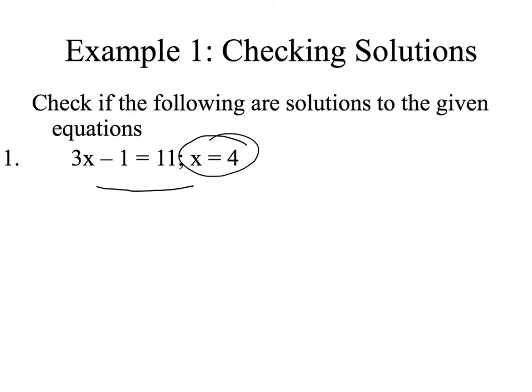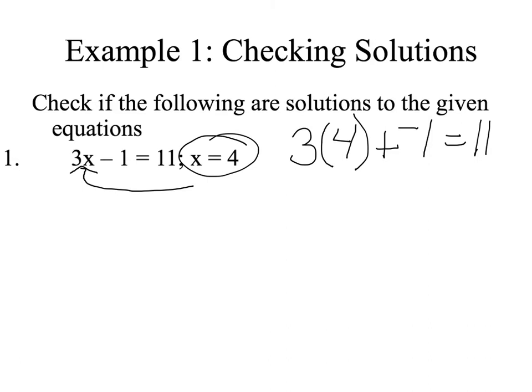Everywhere you see x in the original problem, we're just going to plug in 4. So 3x, we're taking the x out and we're putting 4 in instead. So take the x out, put the 4 in. Again, I usually use parentheses. It's just the notation type that I use. I'm going to change my subtraction to plus the opposite, so plus negative 1 needs to equal 11.